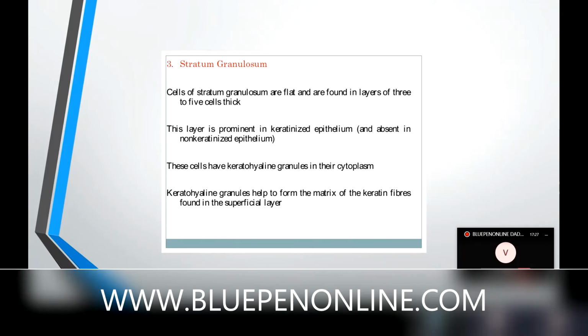Okay, and this is the third layer. These cells have keratohyalin granules in their cytoplasm, which are responsible for secretion of keratin. Keratohyalin granules help to form the matrix of keratin fibers found in the superficial layer, that is stratum corneum.